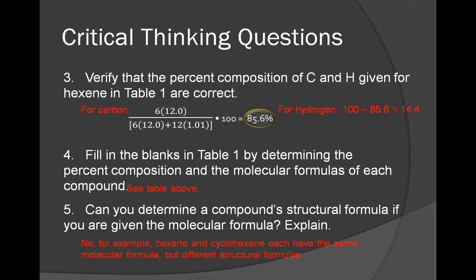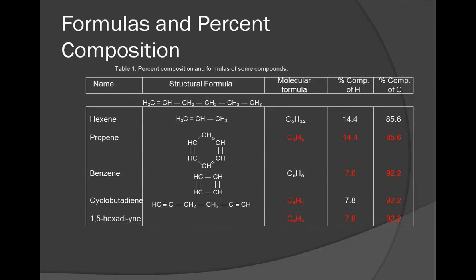Critical thinking questions. 3. Verify that the percent composition of C and H given for hexene in table 1 are correct. For carbon, 6 times 12.0 over 6 times 12.0 plus 12 times 1.01, times 100, equals 85.6. For hydrogen, it's 100 minus 85.6 equals 14.4%. 4. Fill the blanks in the table 1, which we did. You can see the red spots.